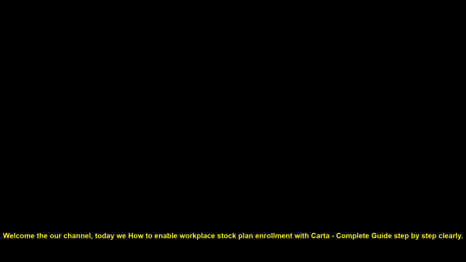Today we'll show how to enable workplace stock plan enrollment with Carta, a complete guide step by step clearly. To enable workplace stock plan enrollment with Carta, begin by logging into your Carta account. Navigate to the dashboard once you are logged in. Locate and click on the settings option in the left-hand menu. In the settings menu, find and select Stock Plan Administration.